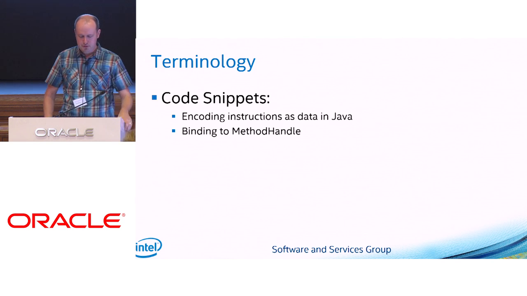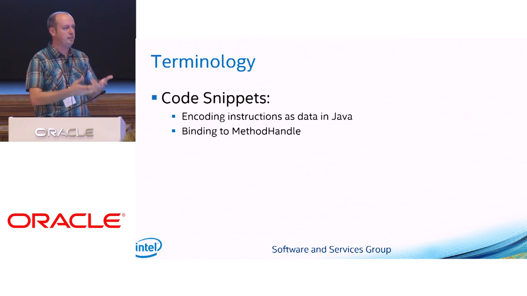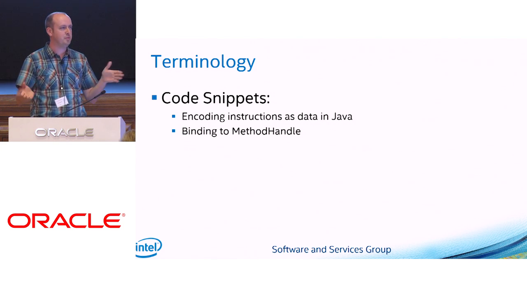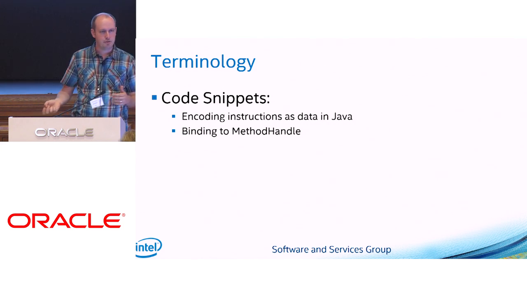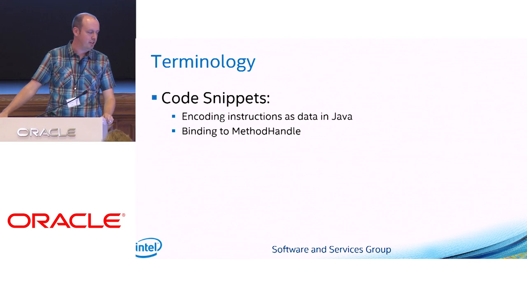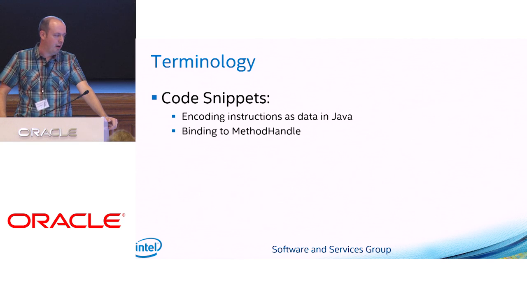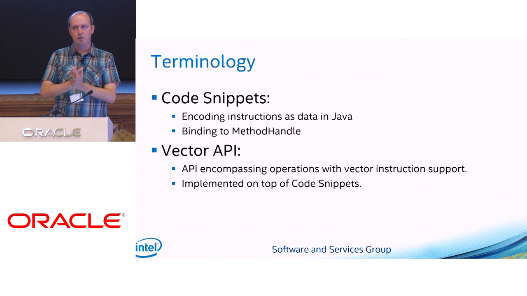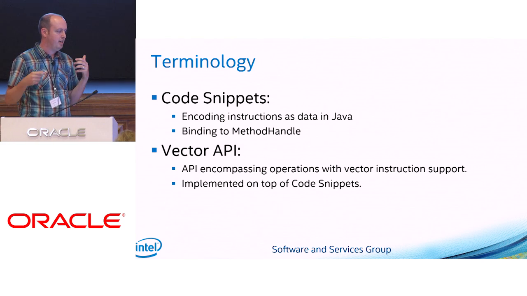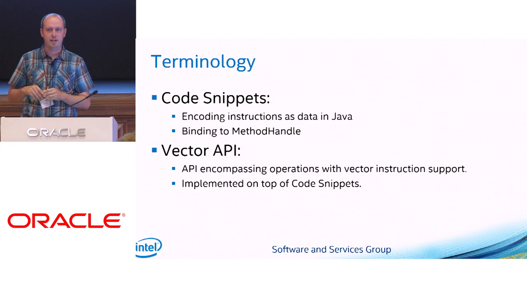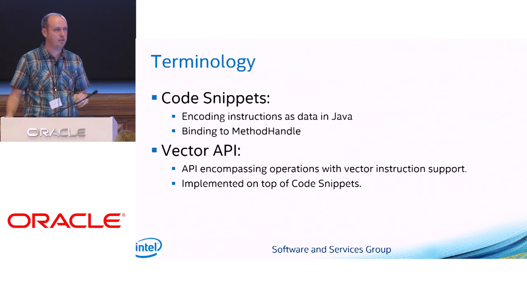So briefly, terminology, since the word vector is highly overloaded here, API is overloaded, CodeSnippets, et cetera. CodeSnippets is what Vladimir is working on, encoding instructions in Java, hosted in Java, executed in the JVM runtime, and then being bound therein with method handles for invocation. The Vector API is a layer over that, a veneer over that, that provides some additional safety, type checks, and regularity to the underlying layers.